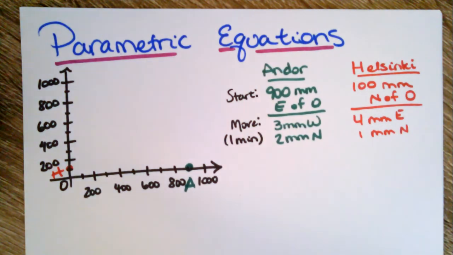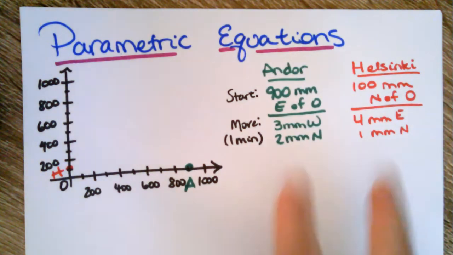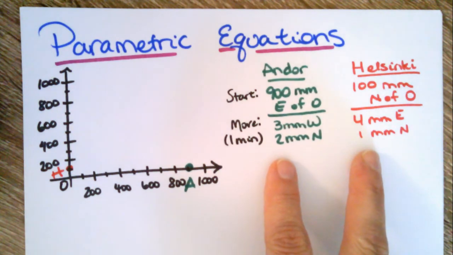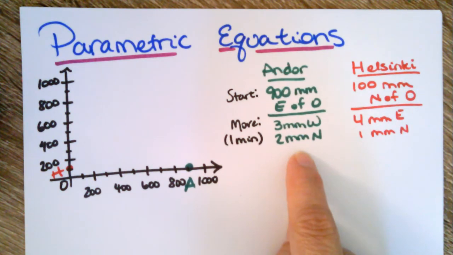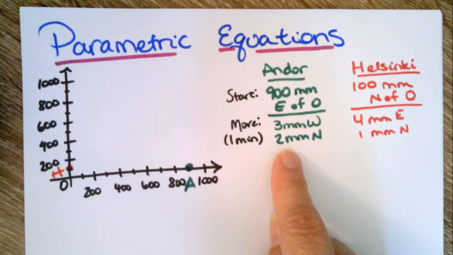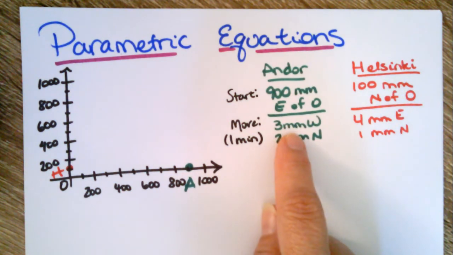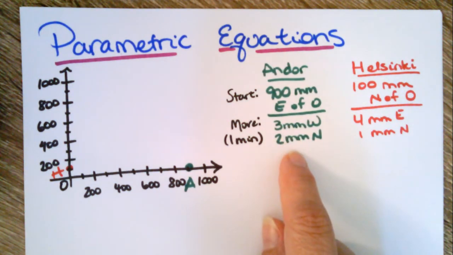And you may be thinking, okay, those numbers are really low because our units here on the grid, we're counting in hundreds. And yes, these are low, but we're going to assume that these ships are maintaining a constant linear path, and the movement is going to remain the same. And so even though after 1 minute, it's only 3 millimeters and 2 millimeters, we could say that after 100 minutes, it would be 300 millimeters west and 200 millimeters north.